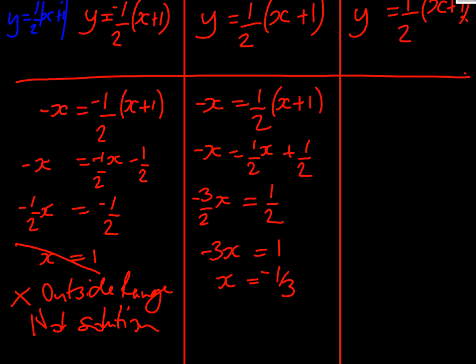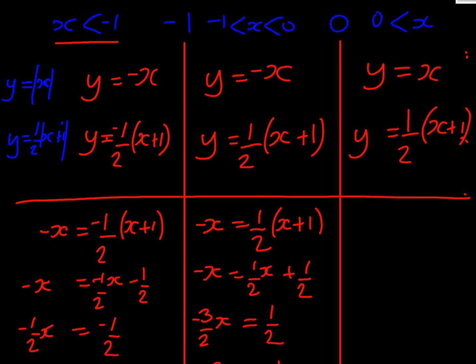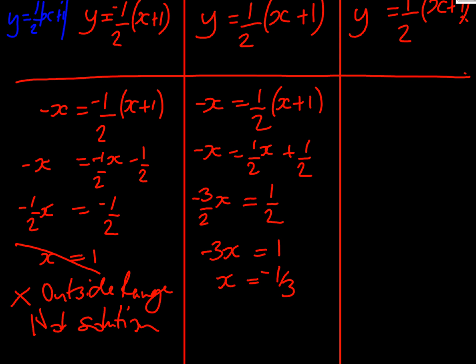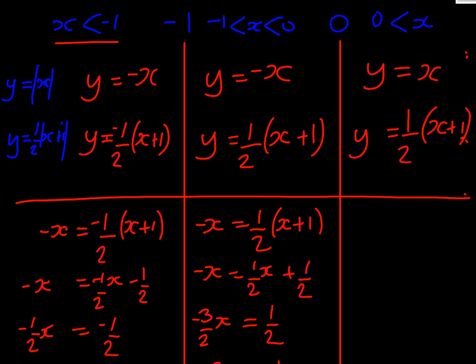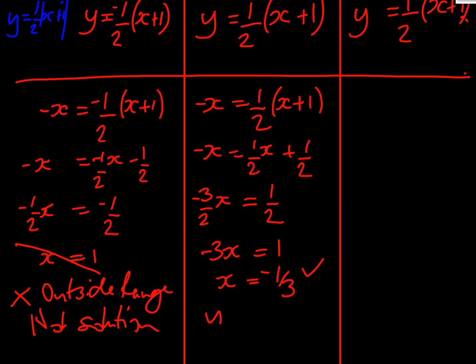And minus 1/3 is in the range that we started off with, isn't it? It's between minus 1 and 1. So that's a valid solution. And we also know that if x equals minus 1/3, from our top equation y equals minus x, which therefore will equal plus 1/3. So our solution point is minus 1/3, plus 1/3, x y. There we go. Let's go on to the next range.